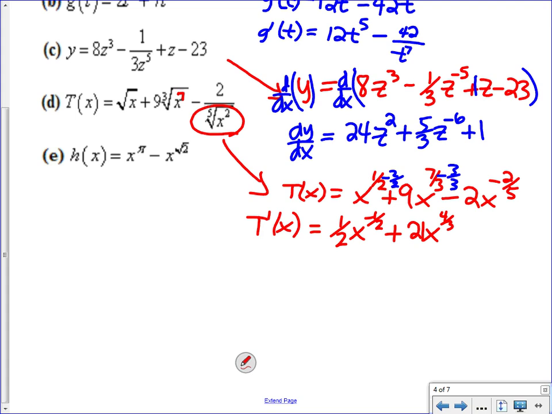All right, then we're going to multiply negative 2/5 times negative 2. So we're going to get a positive, and then 2 times 2/5 is 4/5 x. And then we're going to subtract 1 from our exponent, so that'll be 5/5. And so negative 2 minus 5 is going to be negative 7/5 as a fraction. Okay?